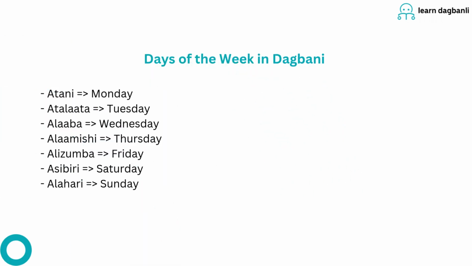Days of the week in Dagbani. We have Atani, that is Monday. Atalata, Tuesday. Alaba, Wednesday. Alamishi, Thursday. Alezumba, Friday. Asibri, Saturday. And Alahari, that is Sunday.